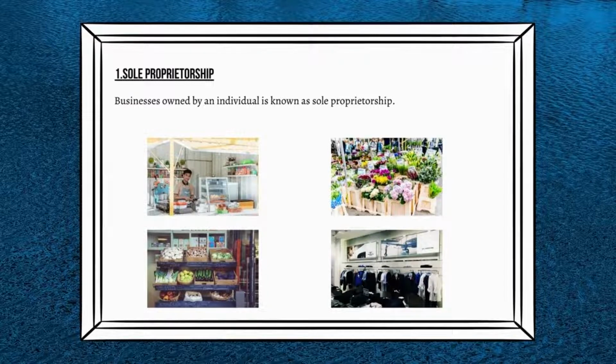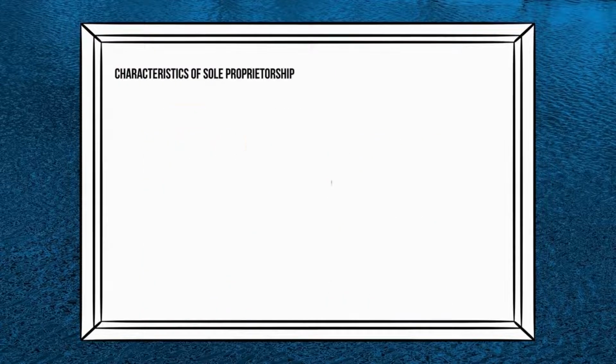And now let's see the characteristics of the sole proprietorship business organization. The following characteristics can be seen in a sole proprietorship. Capital is provided by a single person who is the owner. The owner is required to find the necessary capital for the business. Individual savings or borrowed funds of the owner can be invested as the capital in the business.